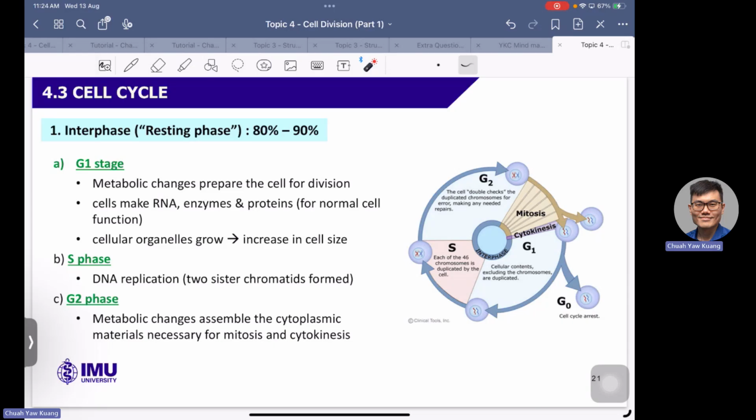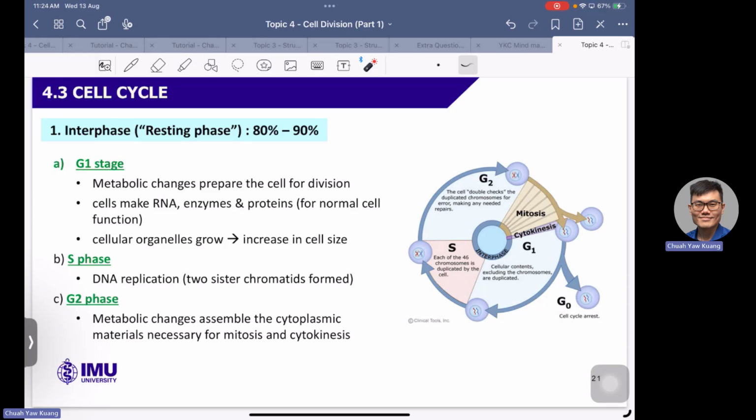G2 phase is growth phase 2. During this time it is almost the same: synthesize protein, produce organelles, duplicate organelles. But what is the difference? The protein and organelles synthesized in G1 are involved in cell metabolism, function, and growth. In G2 phase, the protein being produced is, for example, tubulin protein.